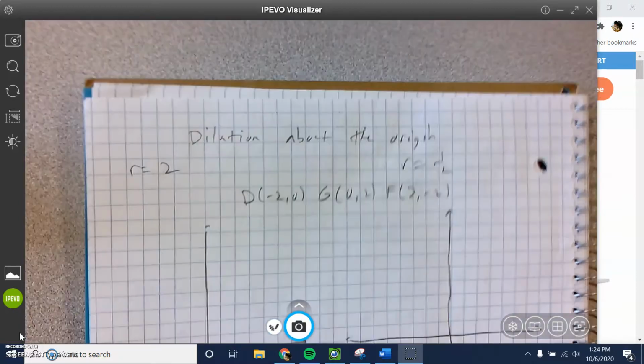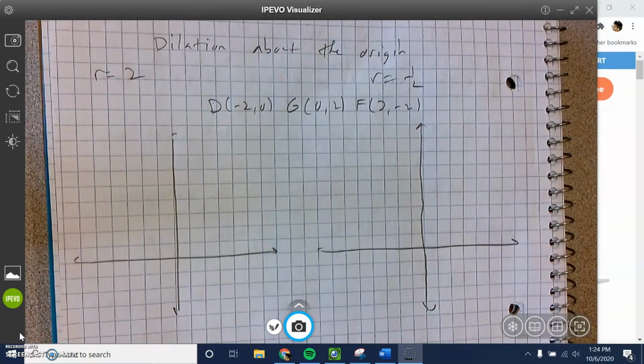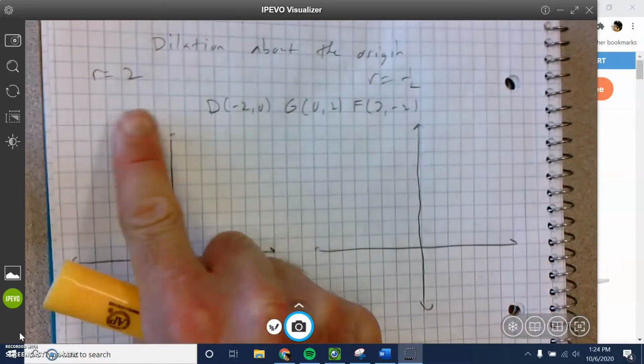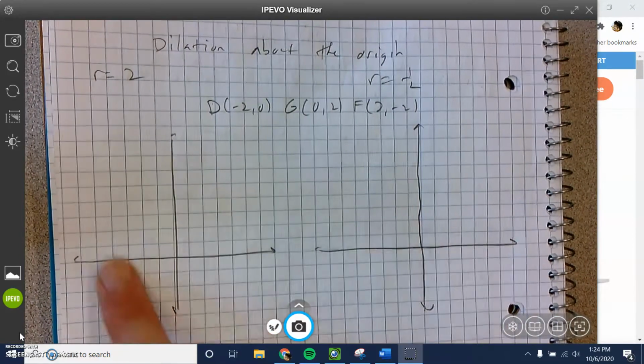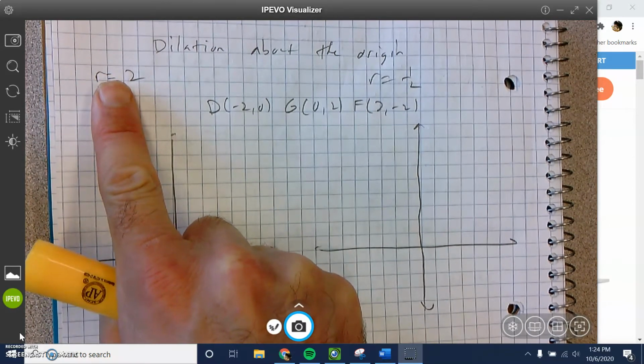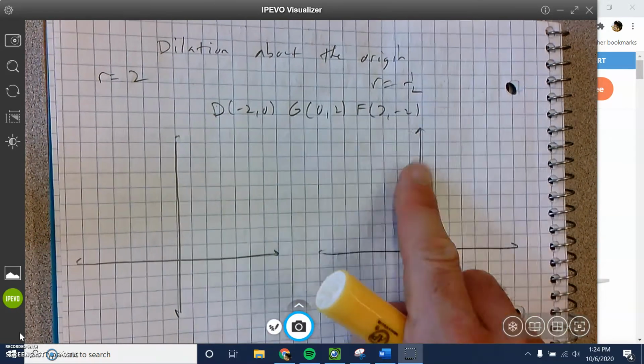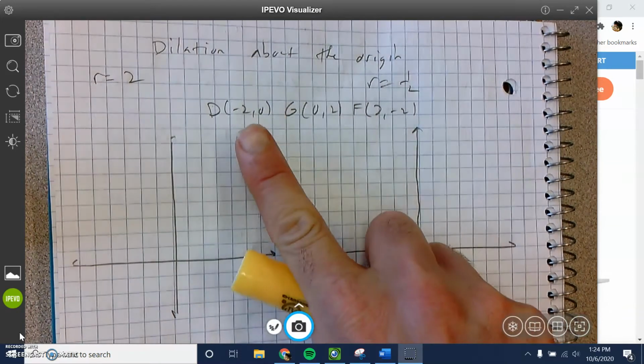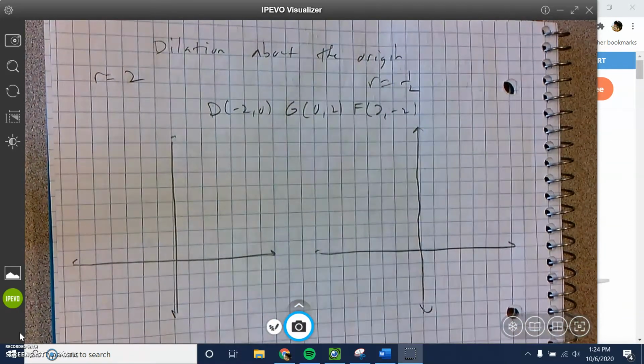All right. Now your turn. Here you go. Dilate about the origin. Same rules apply. In this drawing, I want a dilation of scale factor of 2. And in this one, I want a dilation of scale factor of 1/2. Here are your points, D, G, and F. Ready, set, go.